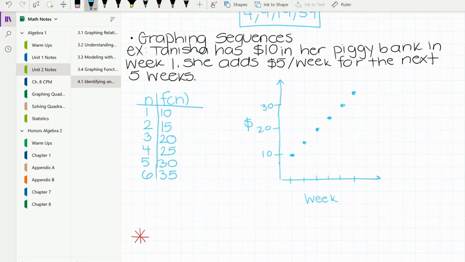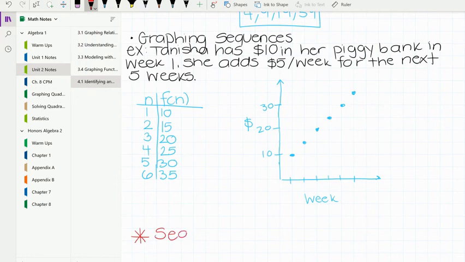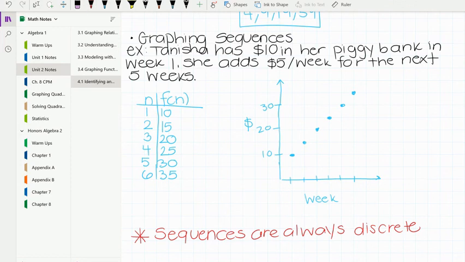So the big question is, do we connect these? Well, because this is a sequence, we are not going to connect them. Yes, we could perhaps put in different amounts of money throughout the week, but it doesn't say that. The whole point of why we're doing this is we want you to know that sequences are always discrete. So think about if we're having a pattern, I wouldn't say the 5.5 term is 12, for example. So for sequences, whenever you graph them, you want to leave them as unconnected dots.